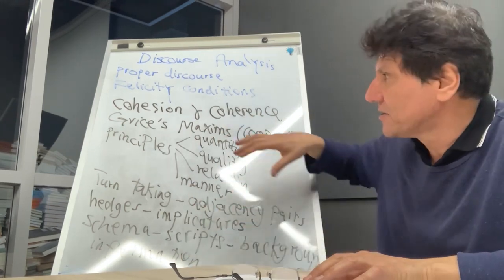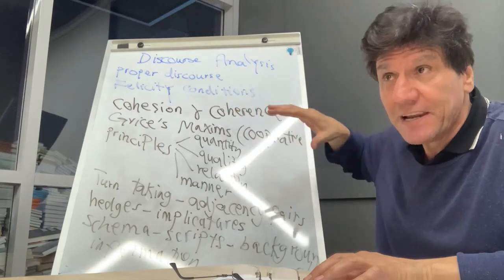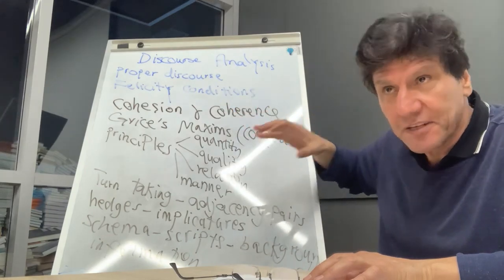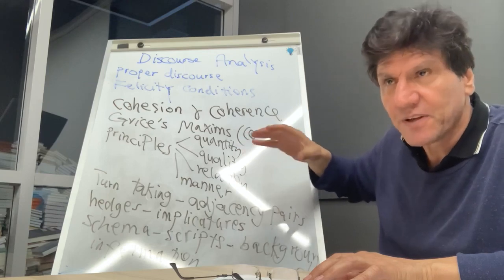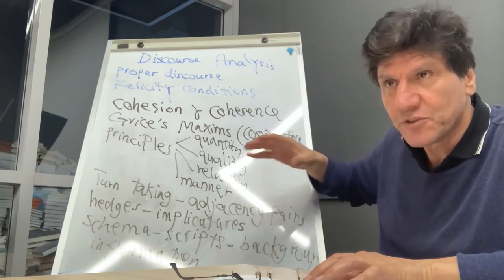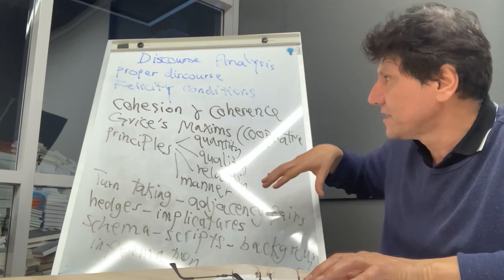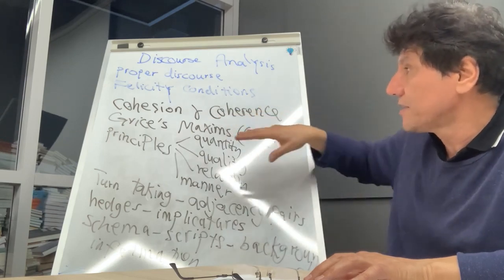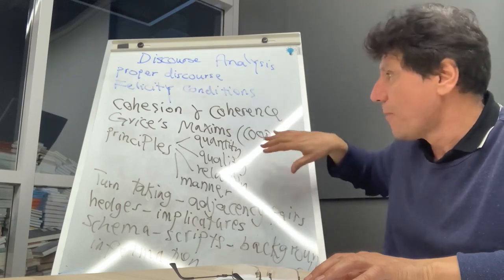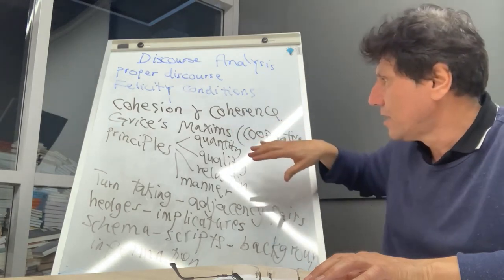And I said that they are the same as felicity conditions. Felicity conditions are the necessary conditions of proper communication, of successful communication, of appropriate discourse. So what are these felicity conditions? The felicity conditions include cohesion and coherence, crisis maxims, cooperative principles.